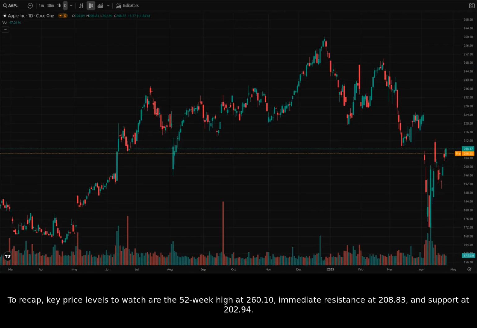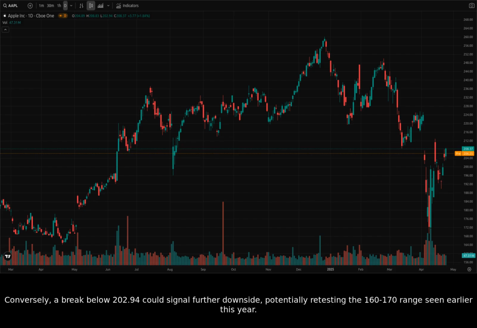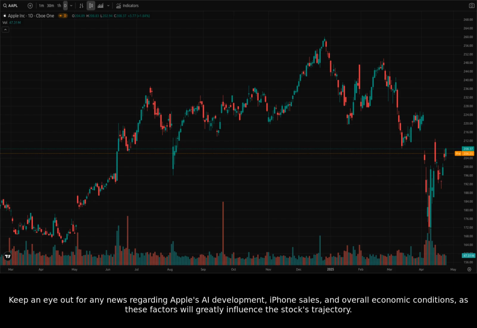To recap, key price levels to watch are the 52-week high at 260.10, immediate resistance at 208.83, and support at 202.94. If Apple breaks above 260.10 with strong volume, a longer-term bullish trend is likely. Conversely, a break below 202.94 could signal further downside, potentially retesting the 160 to 170 range seen earlier this year. Keep an eye out for any news regarding Apple's AI development, iPhone sales, and overall economic conditions, as these factors will greatly influence the stock's trajectory.